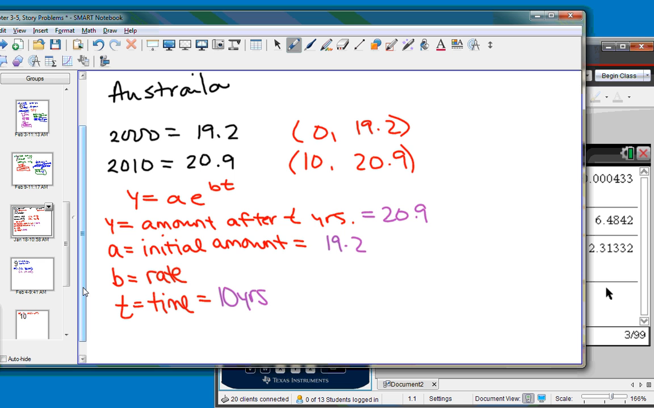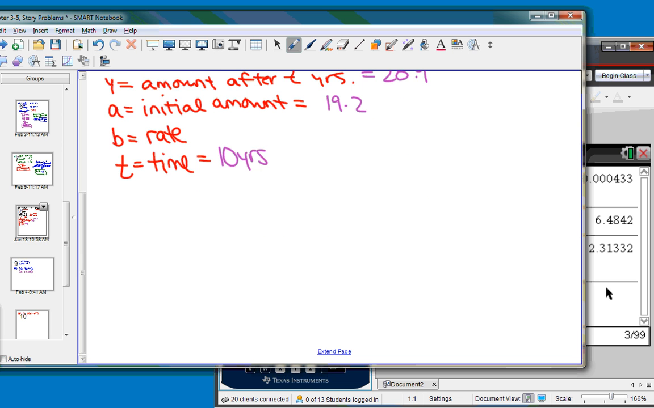Do we all understand what I did there? I took every one of my letters, I wrote down what it represented, and I wrote down the meaning of it. Do we all understand that? Okay? Because now, I'm going to use that formula to find my lovely little rate. So y is going to be equal to 20.9, A is 19.2, B we don't know, but the time was 10 years. Do we all understand that, yes or no?